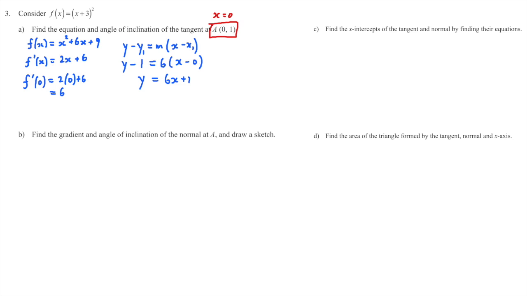The angle of inclination is a little bit different. Remember, to find the angle, I can use m equals tan theta. Well, I know at this point the gradient is 6. So 6 equals tan theta. Theta equals the inverse tan of 6, which, on my calculator, is 80.5 if I just take it to one decimal place. So it's 80.5 degrees. That's a very steep line.